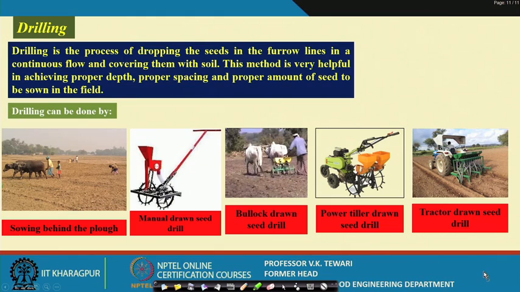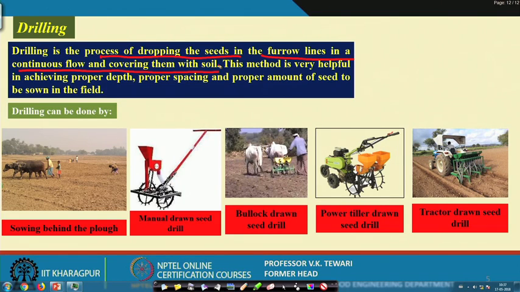Drilling. Now, we have talked of random, we have talked of giving single seeds through dibbling. Now, drilling. Drilling is also a process of dropping seeds. It is a process of dropping seeds in the furrow lines in a continuous flow and covering them by the soil. This is drilling. We must have heard of several seed drills. Here also we are not maintaining any spacing between the seeds. So you can say there is also a randomness in this case as well, because we are drilling continuously.